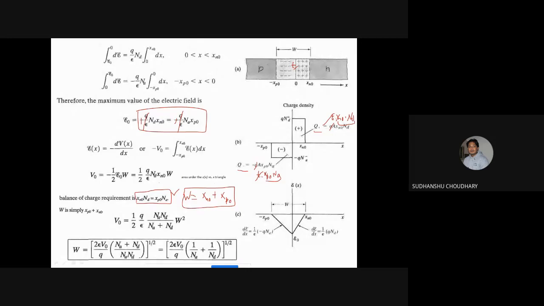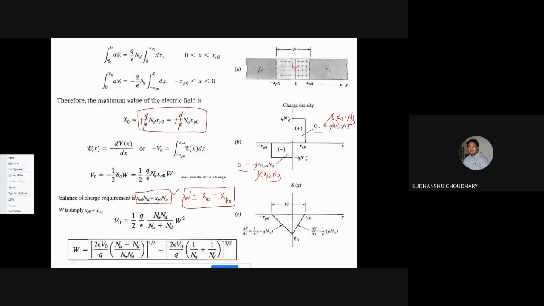Now from this relation, that is W is Xn naught plus Xp naught, one can find out Xn naught from here. Maybe I'll take another slide here. So Xn naught can be written as W minus Xp naught. I'll go back and show you again. W is Xn naught plus Xp naught, so Xn naught will be equal to W minus Xp naught. That is what I have written over here.